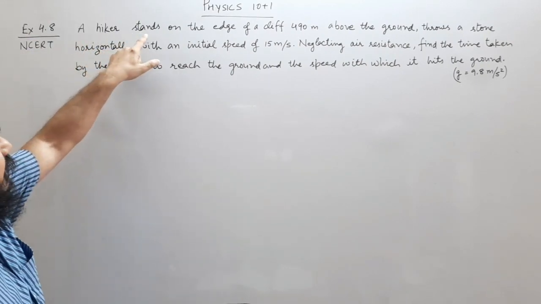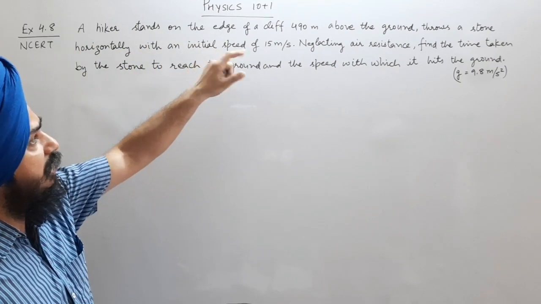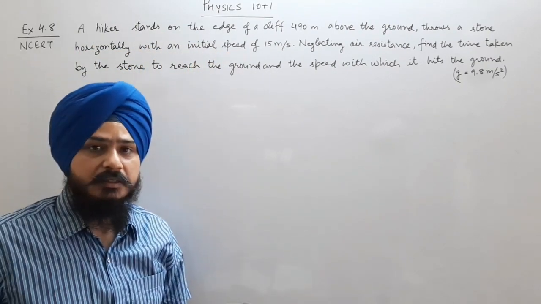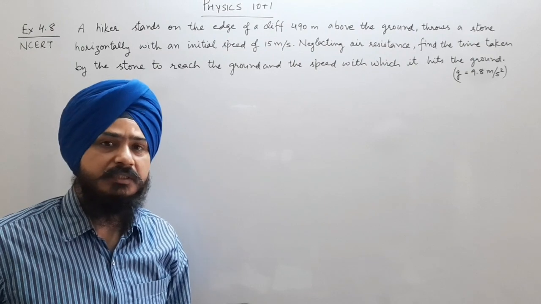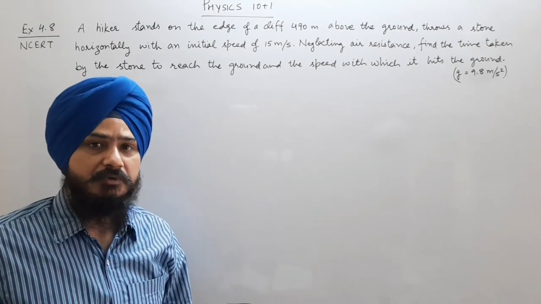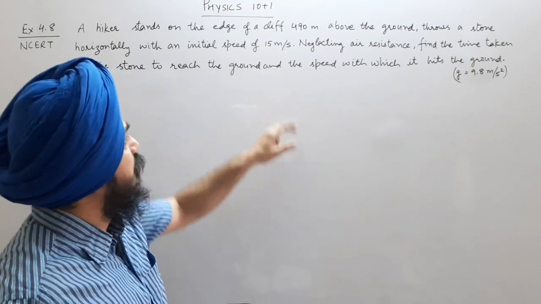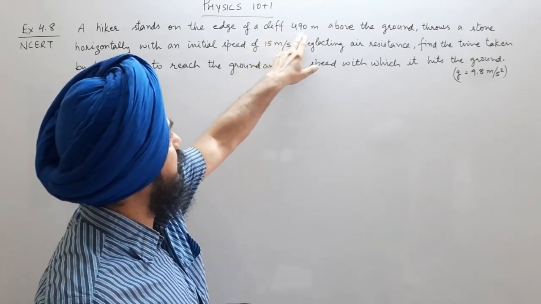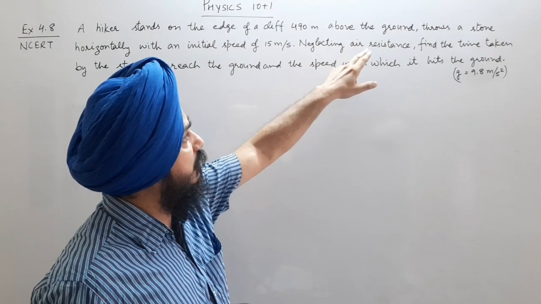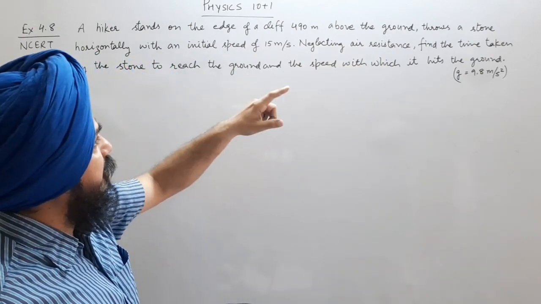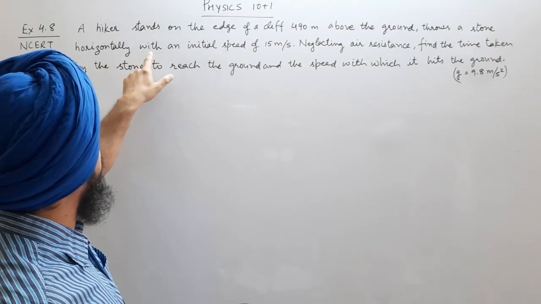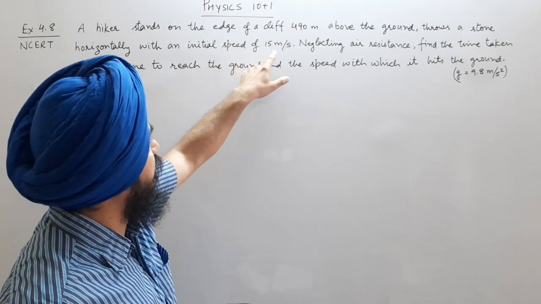A hiker stands on the edge of a cliff. Hiker is a person who climbs mountains. Cliff is the top of the mountain. So the cliff is 490 meters above the ground. The hiker throws a stone horizontally with an initial speed of 15 meters per second.